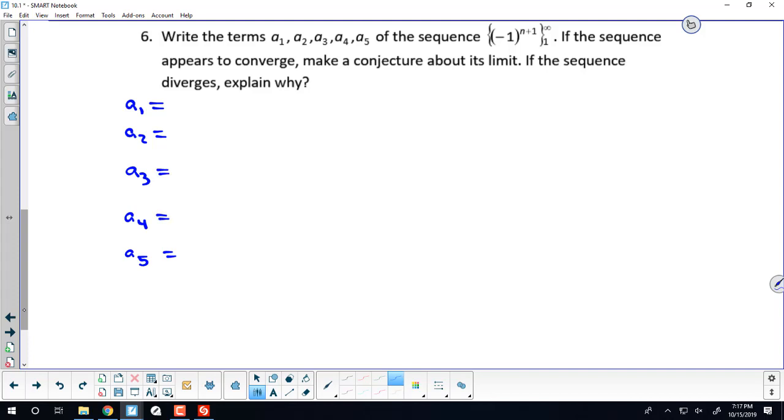All right, so what is a sub 1? And a sub 2? -1, a sub 3? Okay, and a sub 4, and a sub 5. So our sequence, we'll just write it out officially. 1, -1, 1, -1.